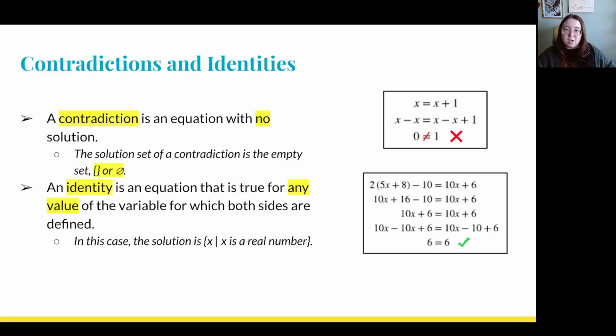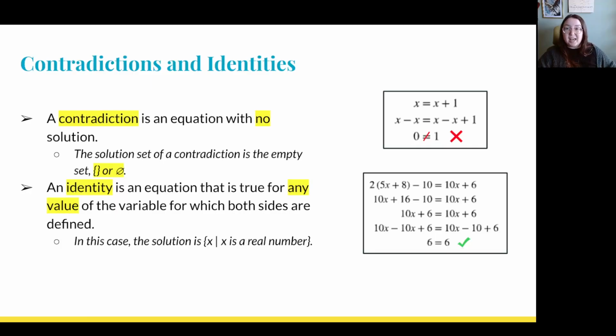So now we have contradictions and identities. A contradiction is an equation with no solution. So the solution set of a contradiction is the empty set, the curly braces with nothing in it, or the symbol for the empty set, which is a circle with a slash through it. A contradiction just means that an equation that you have set up does not have a solution. An identity is an equation that is true for any value of the variable for which both sides are defined.